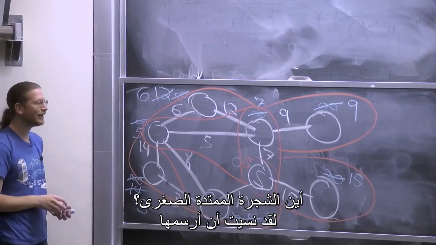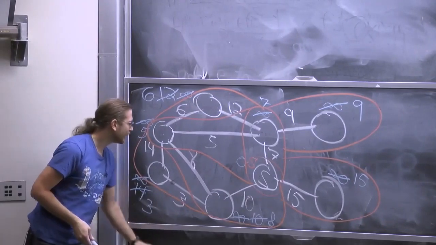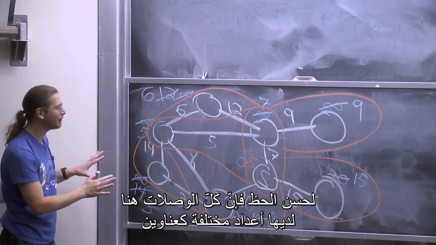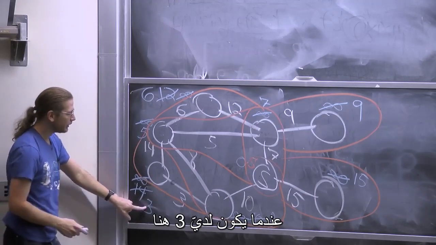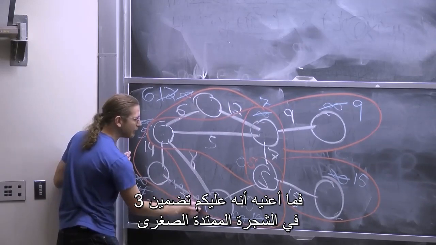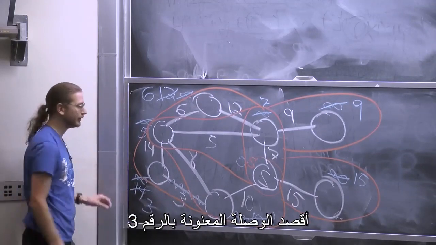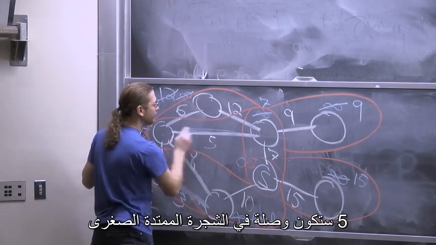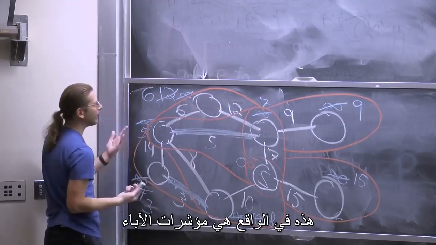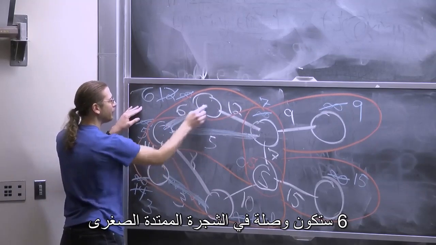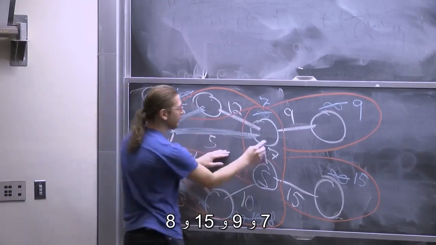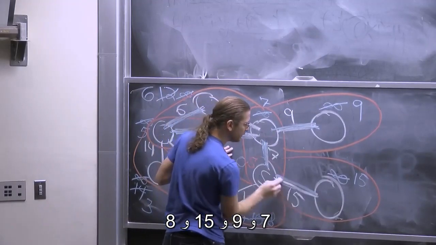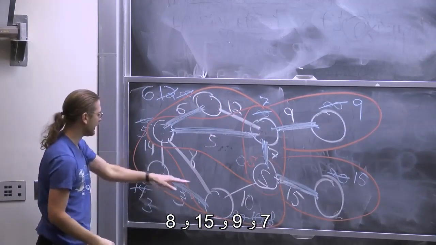Where's the minimum spanning tree? I forgot to draw it. So, luckily, all of the edges here have different numbers as labels. So when I have a 3 here, what I mean is include 3 in the minimum spanning tree, the edge that was labeled 3. OK, so this will be minimum spanning tree edge. 5 will be a minimum spanning tree edge. These are actually the parent pointers. 6 will be a minimum spanning tree edge. 7, 9, 15, and 8.